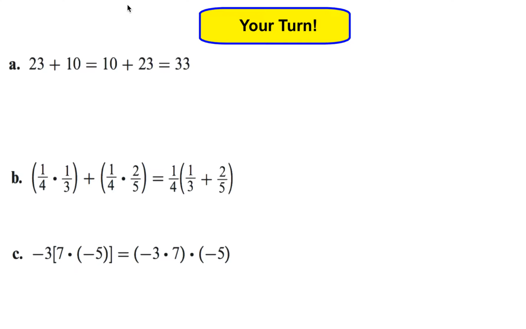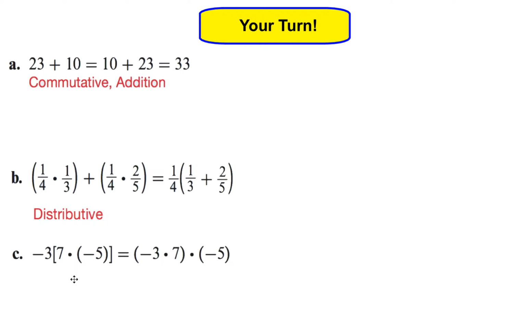Alrighty, hope you gave that a try. Let's take a look. So we have 23 plus 10 being the same as 10 plus 23. Hopefully you got that that was the commutative property of addition. Letter B, we have some parentheses on both sides, but it looks like we're distributing the 1/4 through the parentheses, so that's definitely the distributive property.